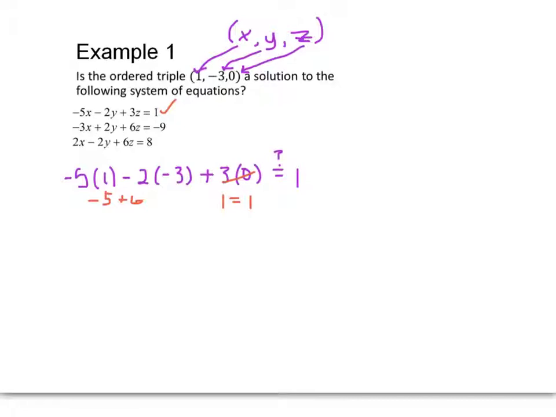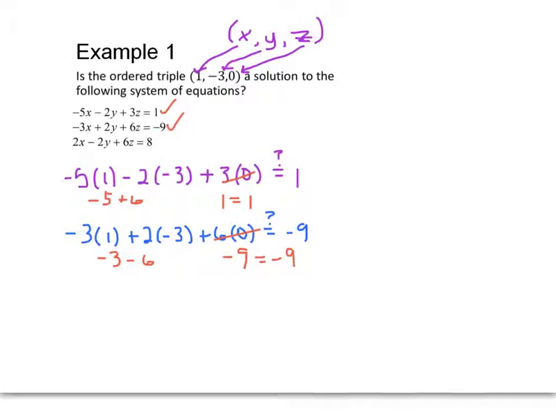Second equation: plug in x, y, and z, and we're trying to figure out if the left side equals negative 9. Negative 3 times 1 is negative 3, 2 times negative 3 is negative 6, 6 times 0 is 0, so negative 3 plus negative 6 is negative 9. Negative 9 does equal negative 9, which means the second one works.